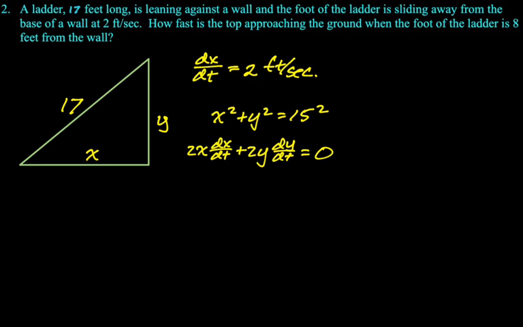So I know from the problem that we want the ladder to be 8 feet from the wall, so x is going to be 8. 8, 15, 17 is a Pythagorean triple. That's really where the typo was. I said that it was 15 feet long for the ladder, and I was like, oh, that's gross.